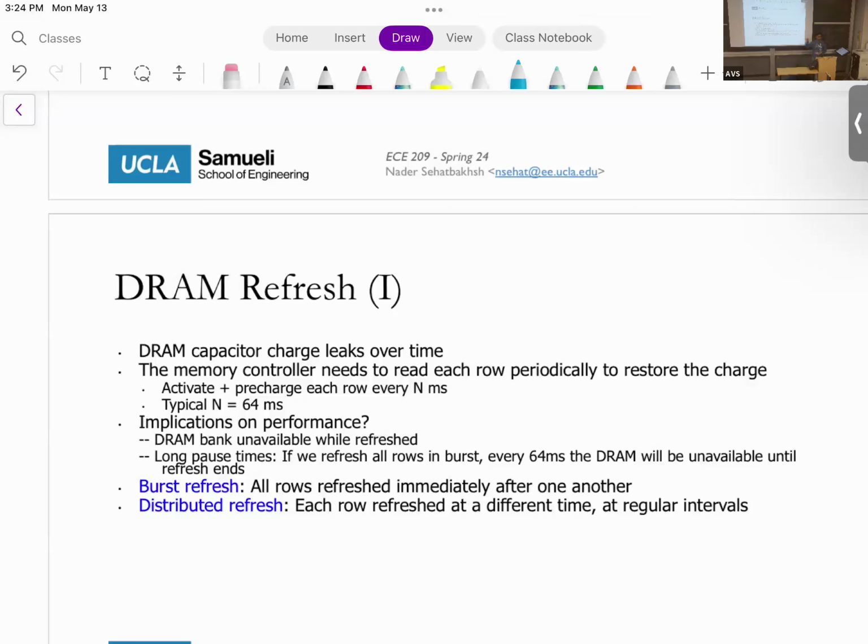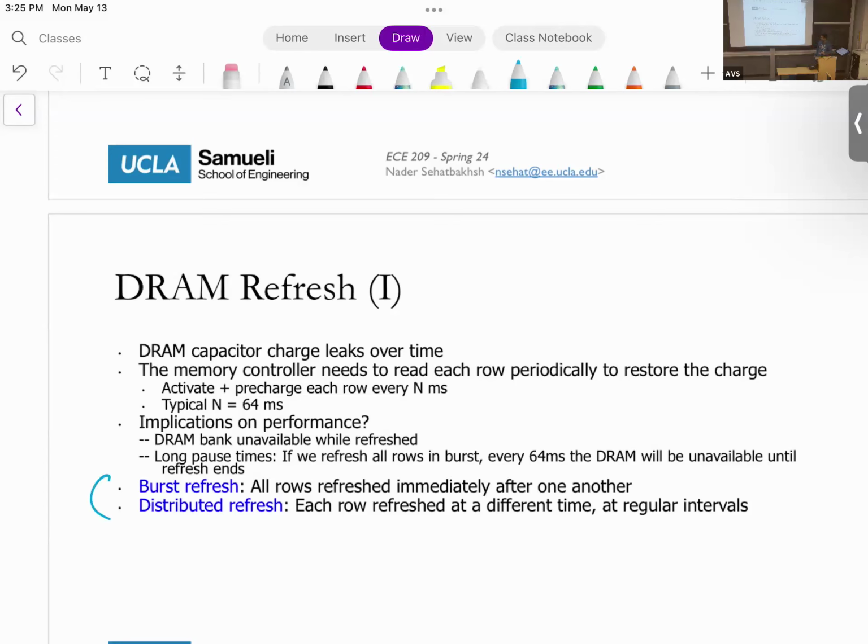The implication of DRAM refresh on the system is that you do refresh at the bank level. So when you're refreshing a cell, you cannot use that particular bank. The good thing is that you have multiple banks, so if you manage to refresh a bank while the other banks are in use, then you're essentially hiding the refresh time. But if the bank that you want to use happens to be refreshing at that same time, then you have to stall. You have to wait for the refresh to finish.